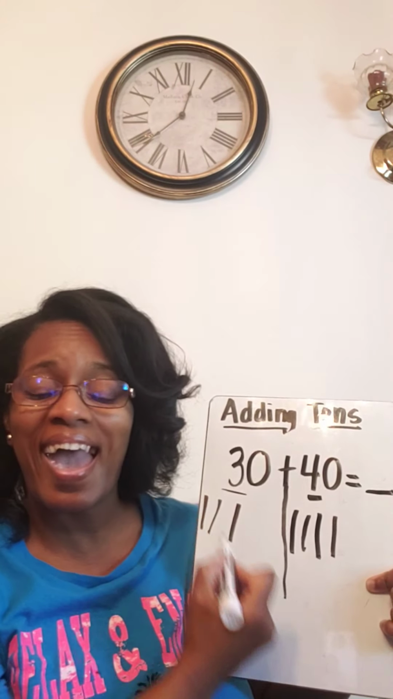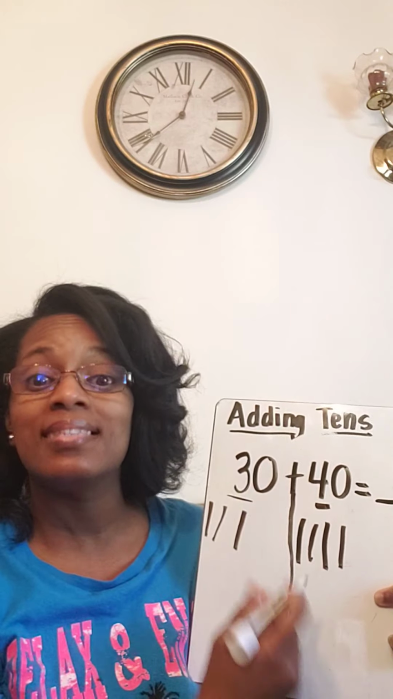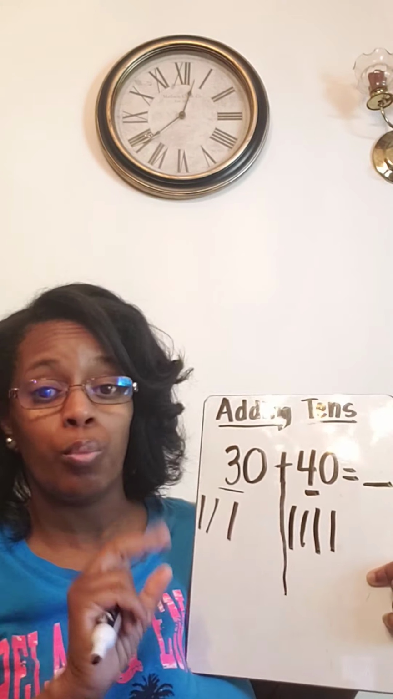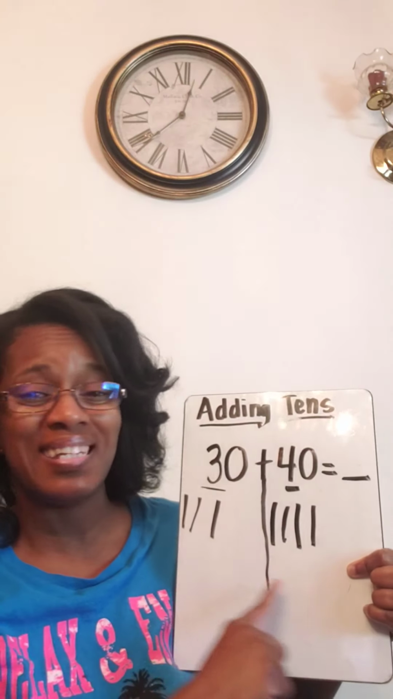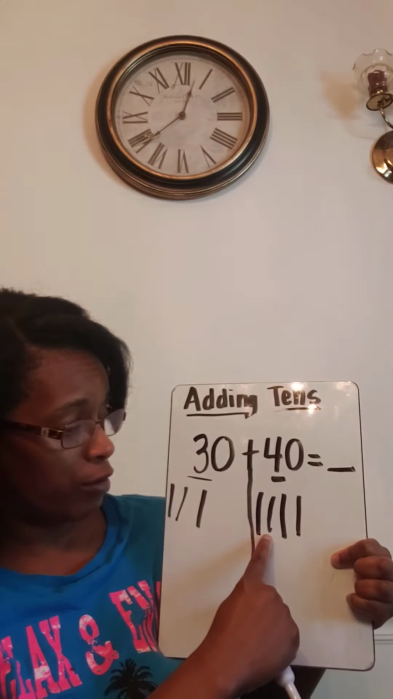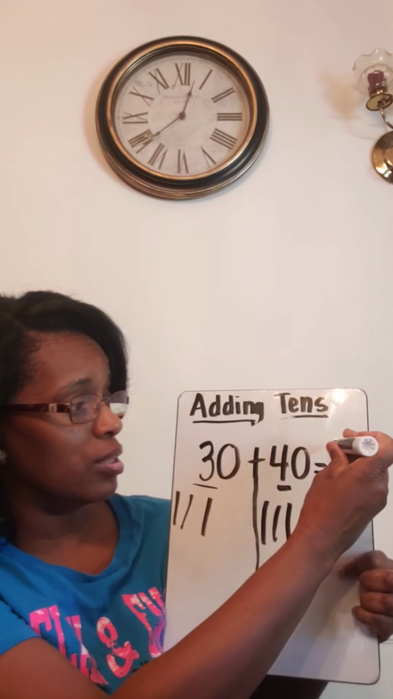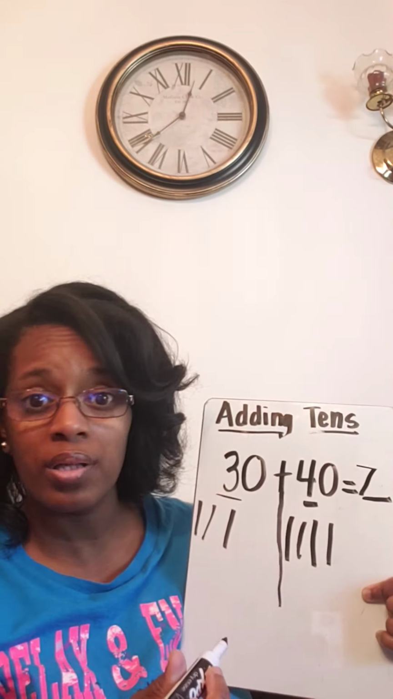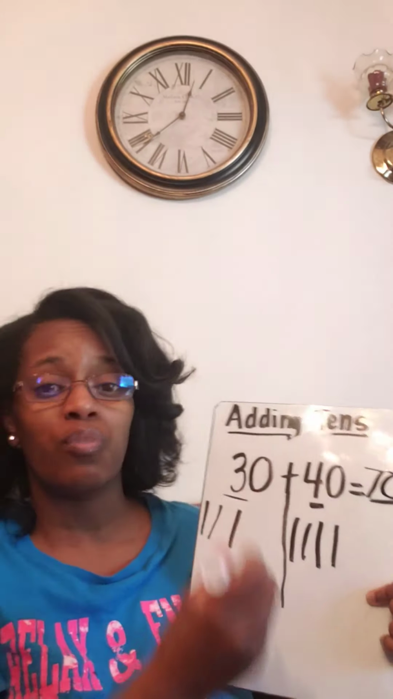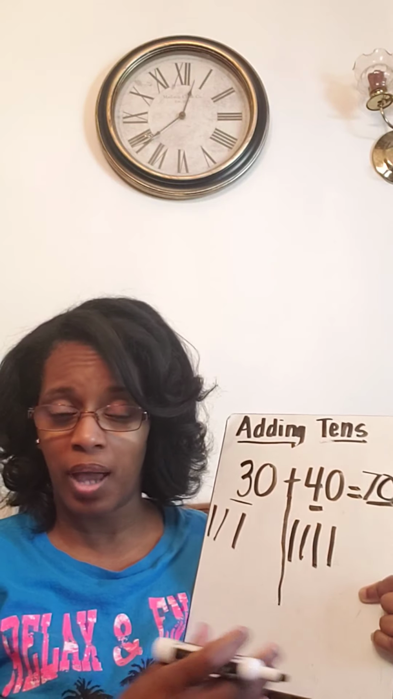Now we're just going to add these tens and these ones together to get a two-number digit. So we always look at our tens first. How many tens are there in all? 1, 2, 3, 4, 5, 6, 7. So I write the number 7. How many ones are there? There are 0. So 30 plus 40 equals 70, okay?